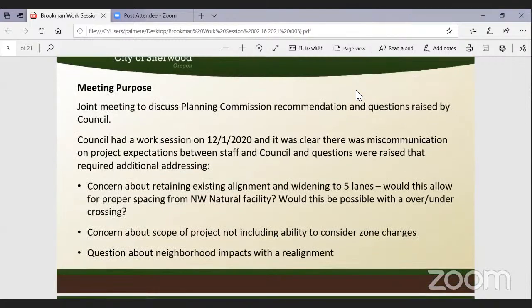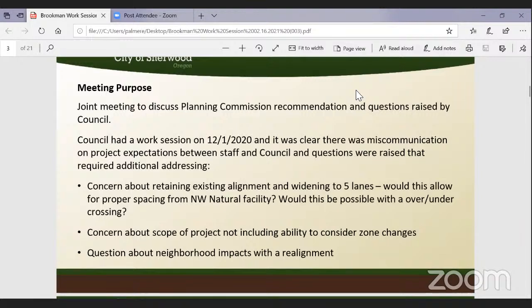So the meeting purpose for tonight. We're meeting tonight to review Planning Commission's recommendation and questions raised by council from the last work session in December, where there was miscommunication on the project's expectations between staff and council. There were questions raised that we needed additional information to address. And some of these questions had to do with retaining the existing alignment and widening to a 5-lane cross section and how this could or could not impact the natural gas facility on Brookman.